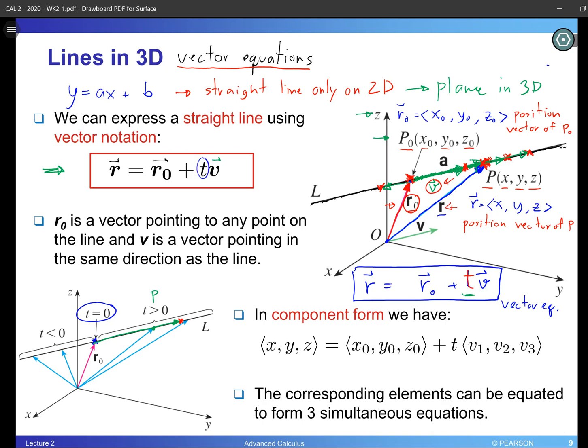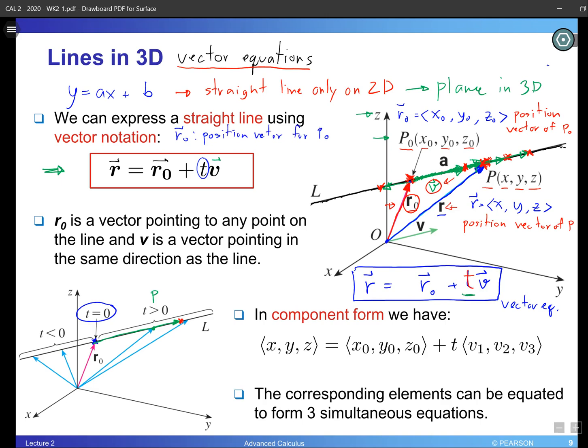I know it's a lot of things that I just told you about, so let's add the definition for each vector here. So r0 right here, vector r0, this is the position vector for the original point P0.